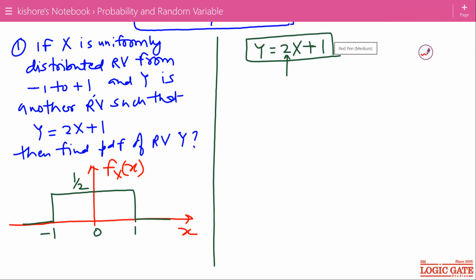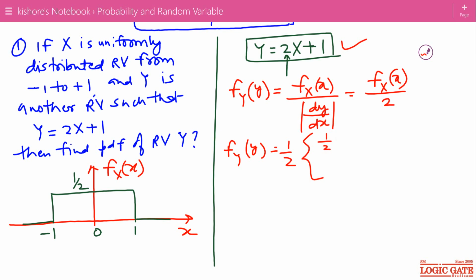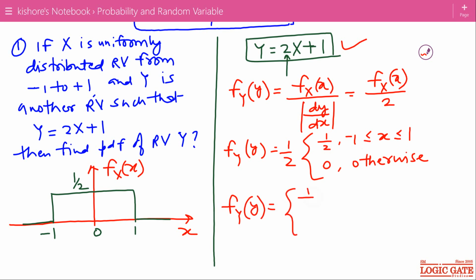So we can write PDF of random variable y as PDF of random variable x divided by magnitude of dy by dx, slope of transformation, and differentiation of y with respect to x is 2. So this PDF of random variable y is PDF of random variable x divided by 2. So 1 by 2 into PDF of random variable x, that is 1 by 2 for x from minus 1 to plus 1 and 0 otherwise. Now see, this PDF of random variable y is written in terms of x. We will write this PDF in terms of y. So f of y is now 1 by 4.